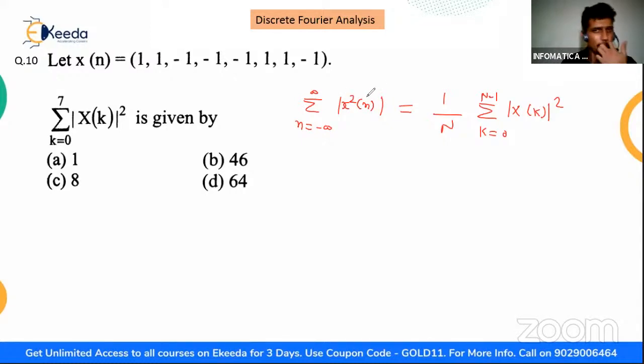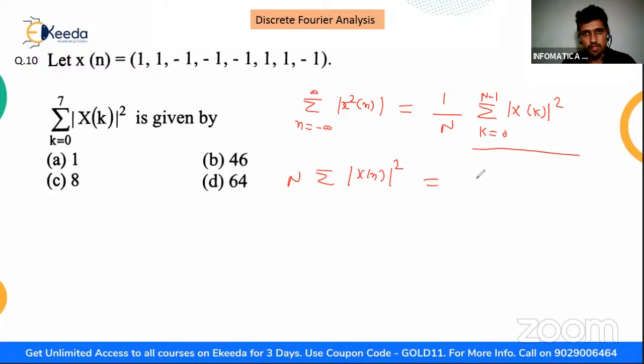So in that case, what will it be? We just have to calculate the value of this. So we'll multiply it by N, multiplied by the summation of x[n] mod squared. This will be our answer.